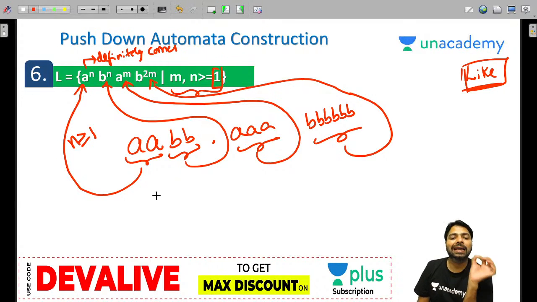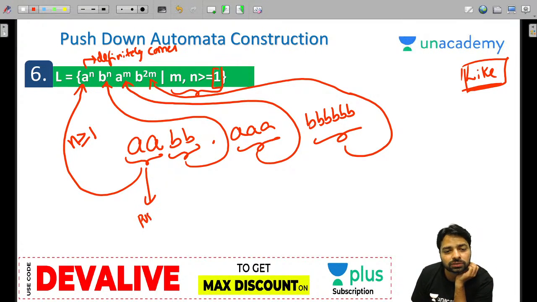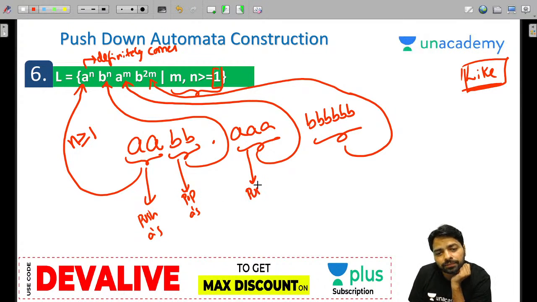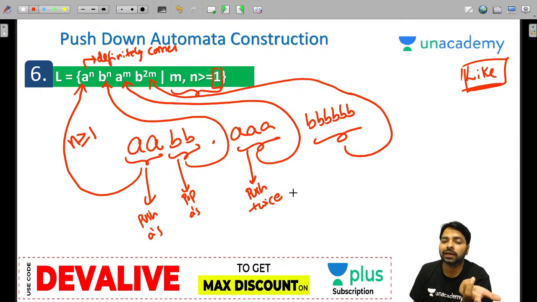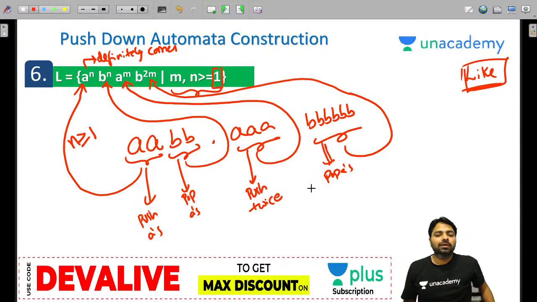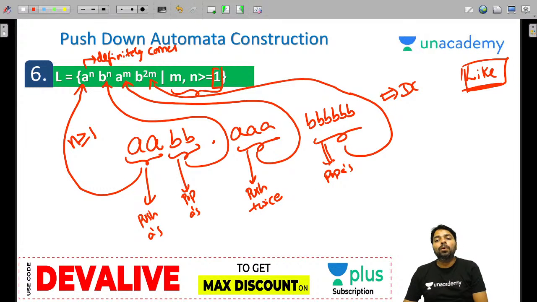That means you are guaranteed you need to push a's, you need to pop exactly the same a's, and here push twice. You can push twice, and here you can pop a's by matching. Are you clear? Yes, you can do. This is a DCFL. Look at that. Both look the same, only one small change.